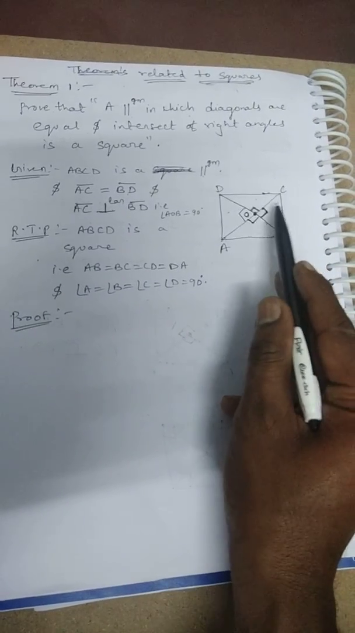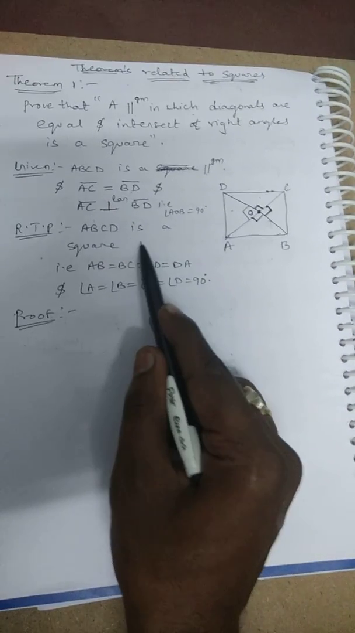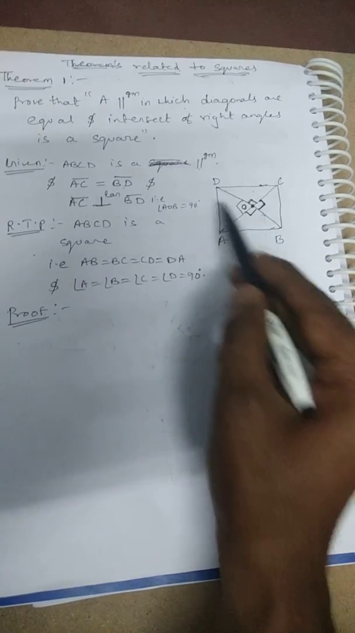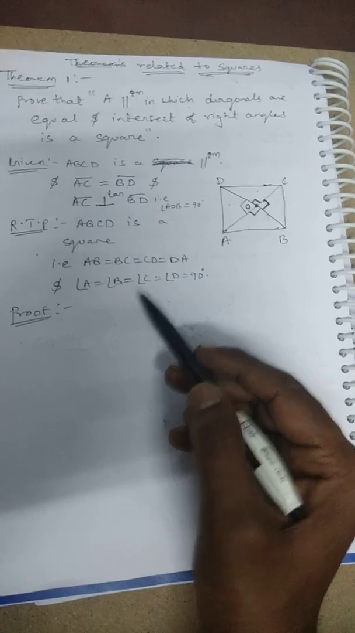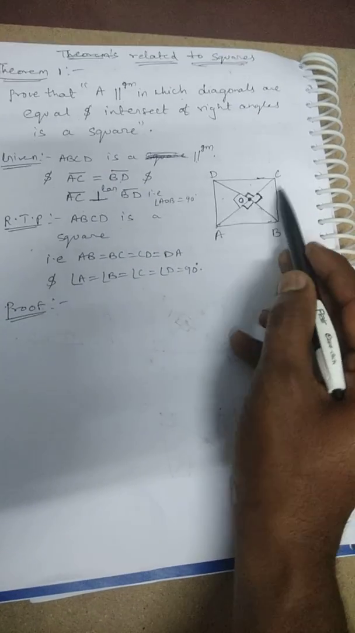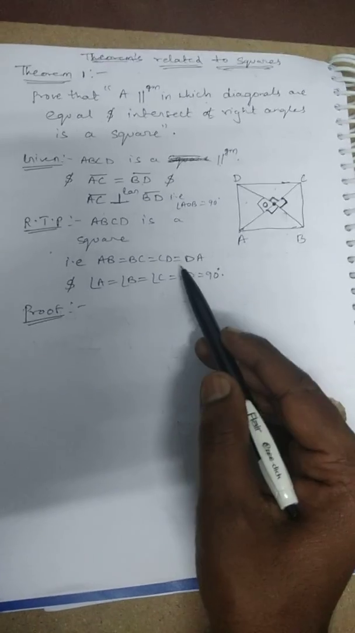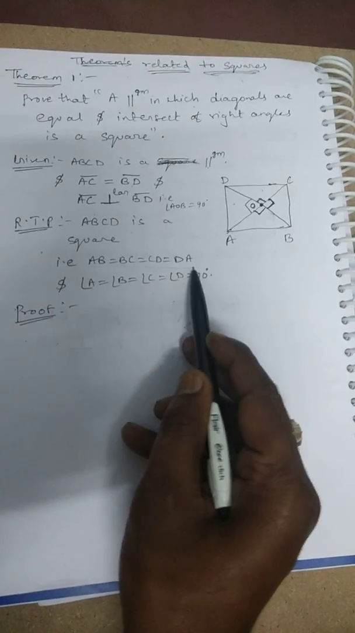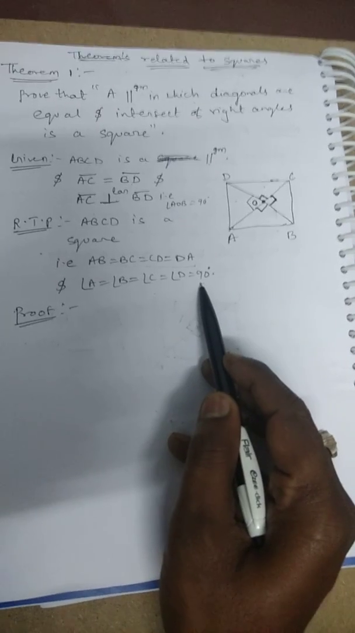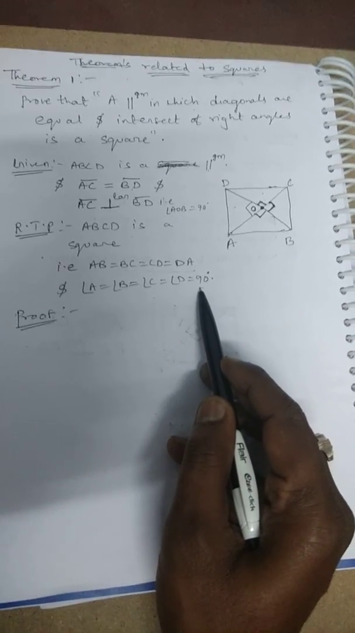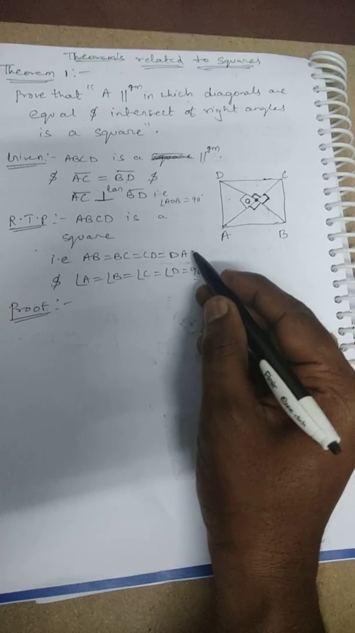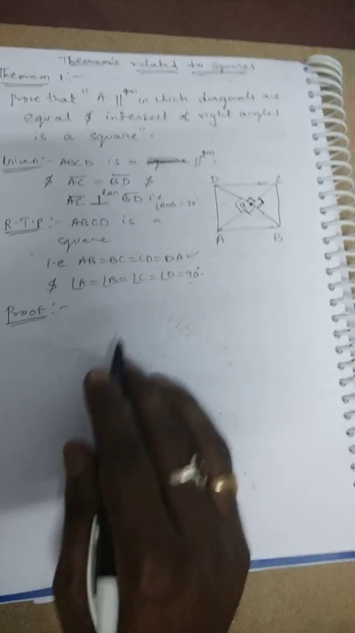To prove a square, the most important thing is all four sides should be equal and each angle should be 90 degrees. Then it becomes a square. So now we have to prove all sides are equal and each angle is 90 degrees. That is what we have to prove. First I will prove all sides are equal.